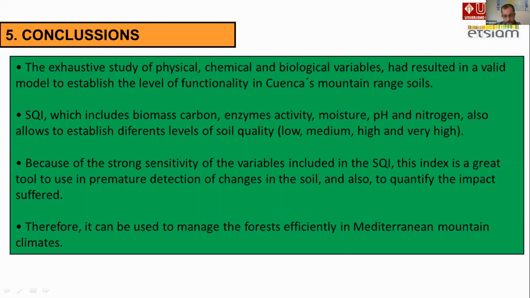So what are our main conclusions when we finished this investigation? The first one is that we have achieved a valid model to establish the level of functionality in Cuenca's mountain range soils. The second one is that this index includes information of every group of variables that I have been talking about before, including biomass carbon, enzymes activity, moisture, etc. And it also allows us to establish different levels of soil quality: low, medium, high, and very high.